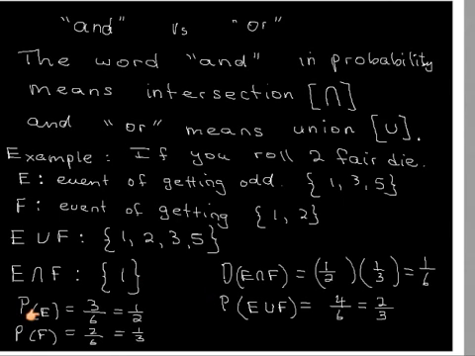The probability of getting E would be 3 out of 6, which is a half, and the probability of getting event F would be 2 out of 6, which is a third. The probability of getting E intersection F, which is AND, you simply multiply the 2 probabilities, and that's your final answer. The probability of E union F is a little bit complicated. It depends on whether they're mutually exclusive or not. But for now, we will simply count, which is 4 out of 6, which is 2/3.